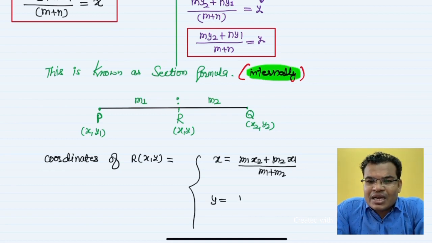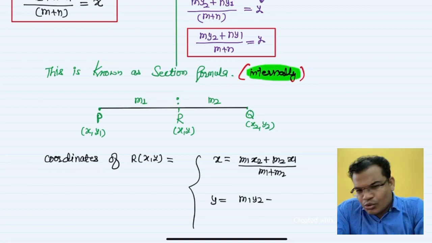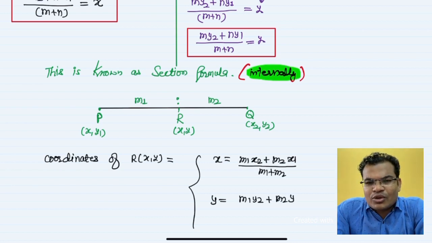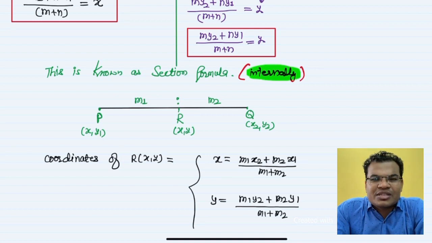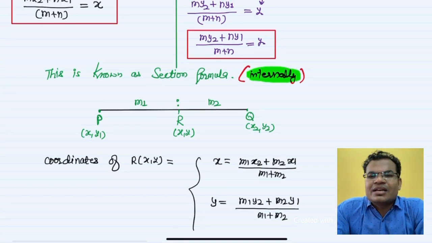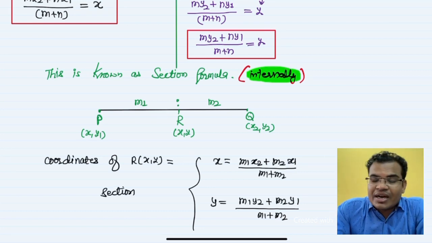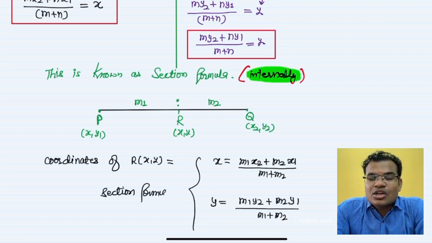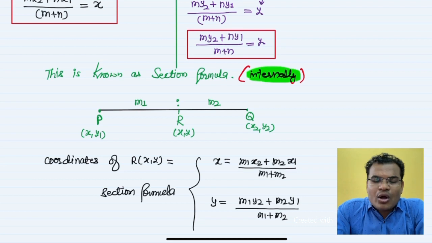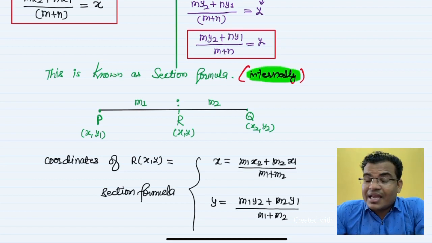Similarly, y equals m1 y2 plus m2 y1, upon m1 plus m2. This is basically called the section formula, and it is applied for the internal division of a line segment by any point, right? So I think this internal division is okay. It generally comes in the 10th class and 11th class.